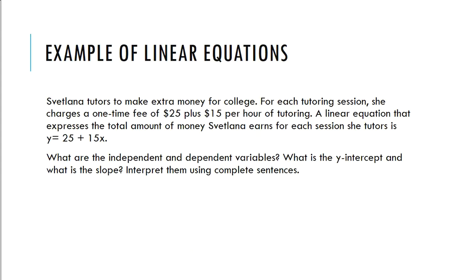Another example of linear equations: Svetlana tutors to make extra money for college. For each tutoring session, she charges a one-time fee of $25 plus $15 per hour of tutoring. The linear equation that expresses the total amount of money Svetlana earns in each session is y equals 25 plus 15x. What are the independent and dependent variables? What is the y-intercept and what is the slope? Interpret them using a sentence. Take a few minutes, pause the video, and try to work on this on your own, and we'll come back to it.